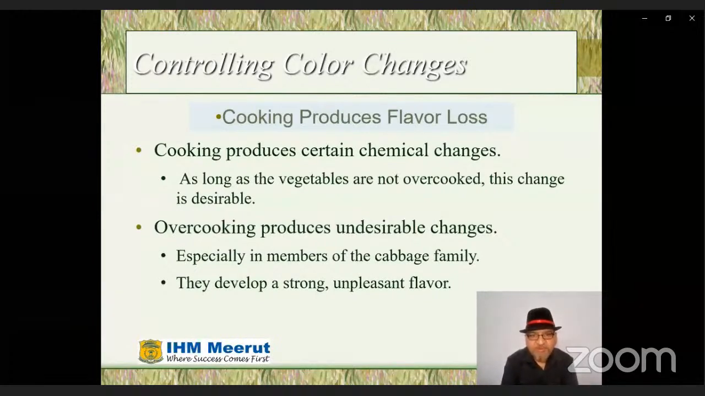Color changes. How do you control color changes? Cooking produces flavor loss. Cooking produces certain chemical changes. As long as the vegetables are not overcooked, this change is desirable. Overcooking produces undesirable changes, especially in members of the cabbage family. They develop a strong, unpleasant flavor.